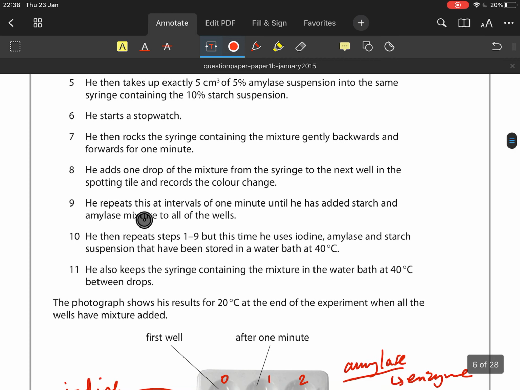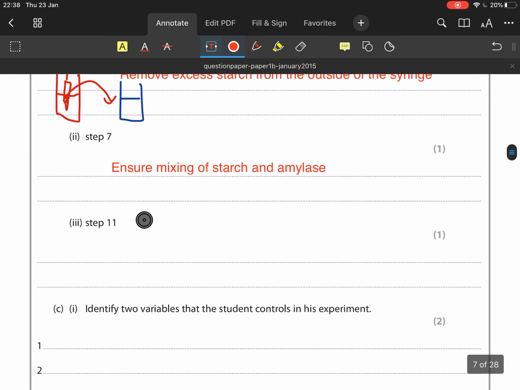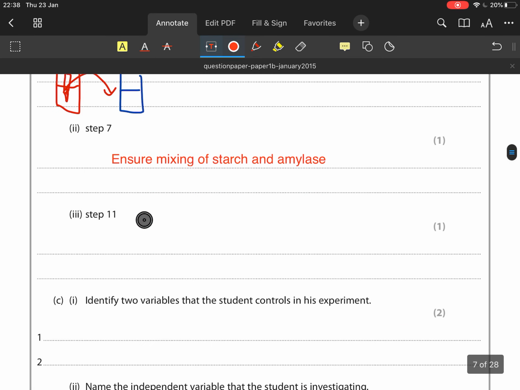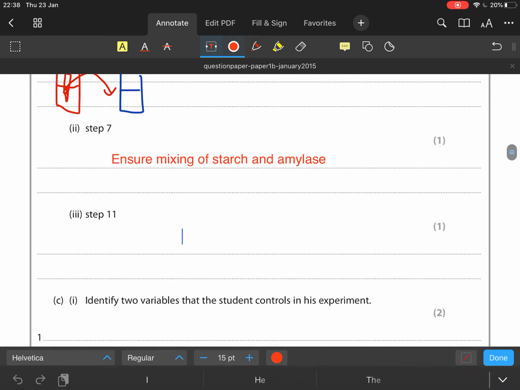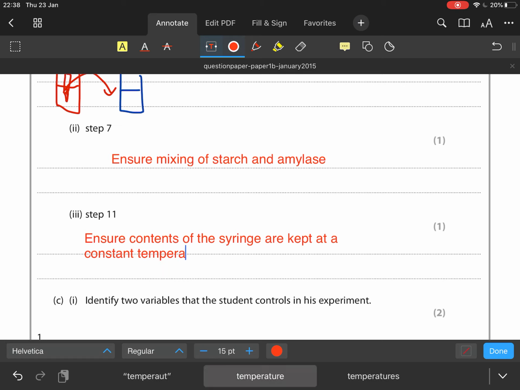Lastly then, 11, he also keeps the syringe containing the mixture in a water bath at 40 degrees C between drops. The reason it's kept at 40 degrees C between the drops is to ensure the contents of the syringe are kept at a constant temperature.